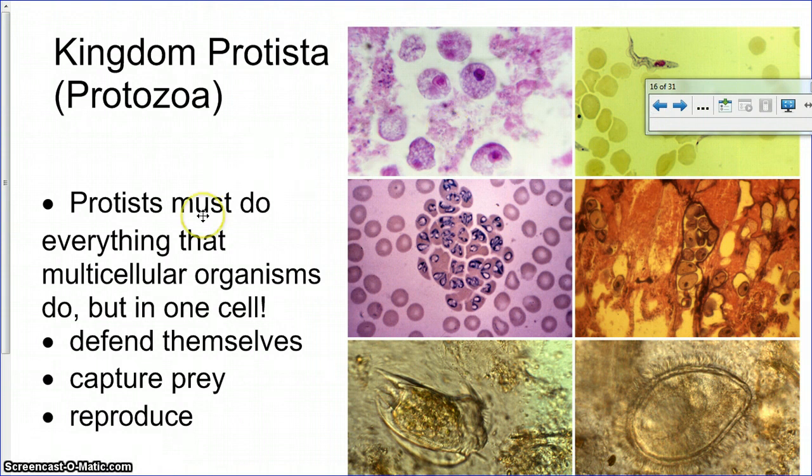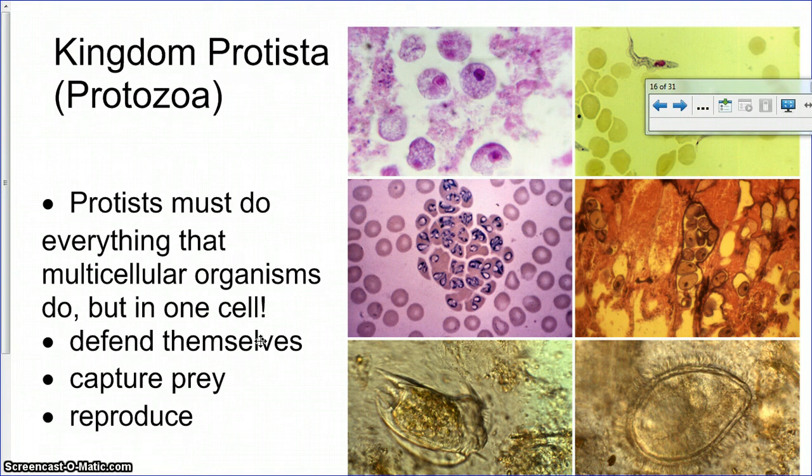So the interesting thing about protozoans is that they are also just one cell big, but they have to be able to do all the things that multicellular organisms do, but they have to do them all with one cell. So they have to defend themselves, capture prey, reproduce, and find nutrition, all with one cell. You think about how many cells are used in our bodies in order to make all those things happen. Well, a single-celled organism like a protist has to do all those things with its one cell, kind of like the monorans.